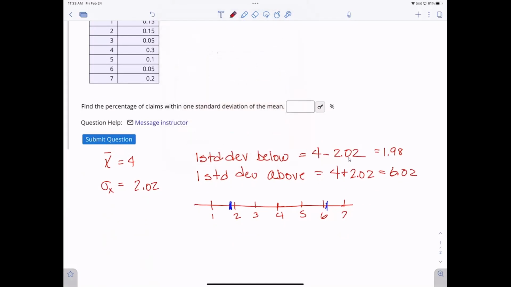So the probability of 2 is 0.15. The probability of 3 is 0.05. The probability of 4 is 0.3. The probability of 5 is 0.1. And the probability of 6 is 0.05. So I'm going to add those up: 0.2, 0.5, 0.6, 0.65. And then I'm going to change that to a percentage because they do want the answer as a percentage. So I multiply it by 100 and I get 65%.